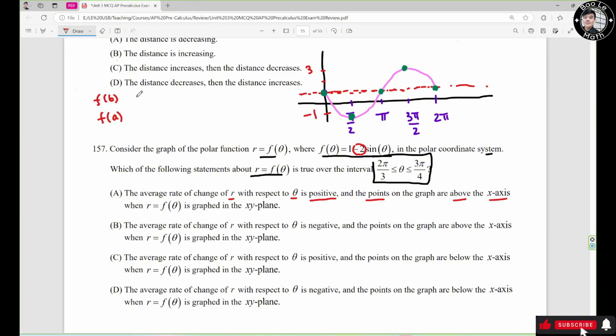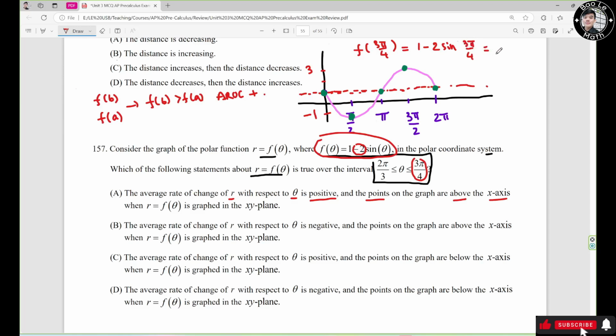If f of b is greater than f of a, then the average rate of change is positive, right? f of b is right here, so we have f of 3 pi over 4. Substitute 3 pi over 4 for theta into this equation right here. We have 1 minus 2 sine of 3 pi over 4.